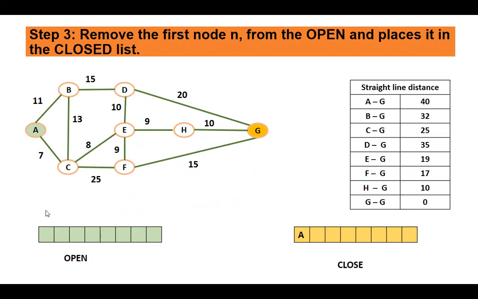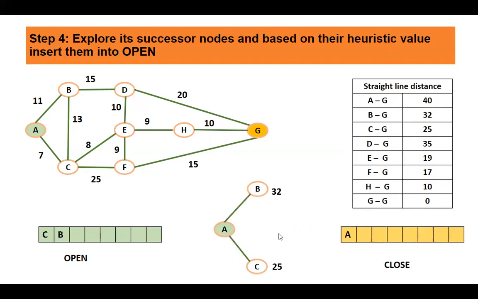Now, what is the next step? Remove the node n, that is A, from the open, add it to close, indicating that we already traversed it, right? And the next step is what? Explore all the nodes which are associated with A. So here we explore the successor nodes. From A, what are the successor nodes of A? It is B and C, right? The successor nodes of A are B and C.